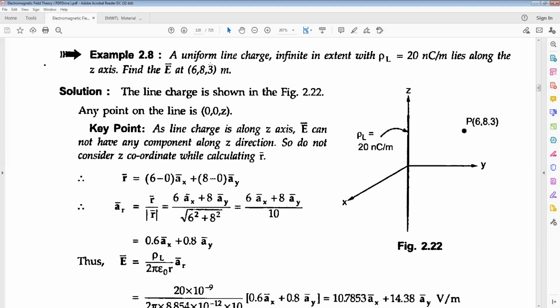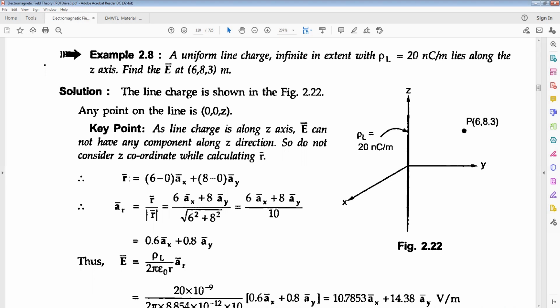So what is the electric field intensity when there is an infinite line charge distributed on the z-axis here? It is rho L by 2 pi epsilon naught R into AR bar. It's a formula we have. A uniform line charge infinite in extent, the rho L is equal to 20 nanocoulomb per meter, lies along the z-axis. And you have to find that E bar at the point 6, 8, 3 meters. 6 is the x-axis and 8 and 3.